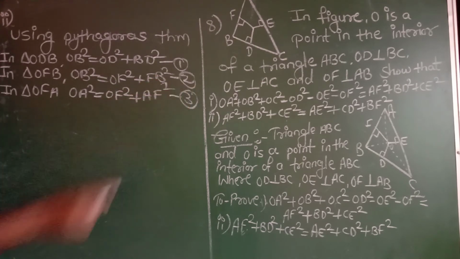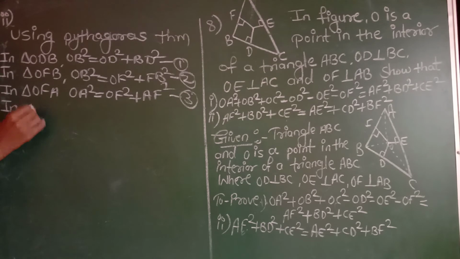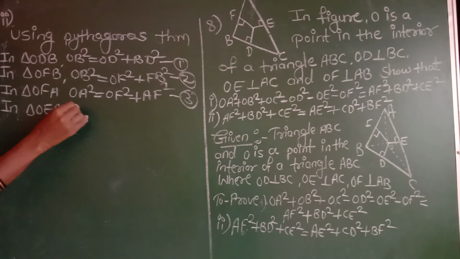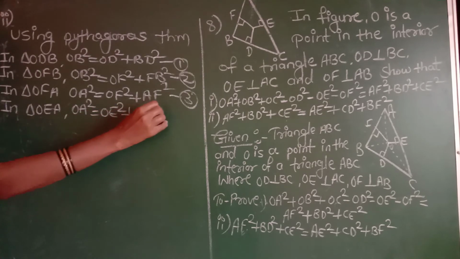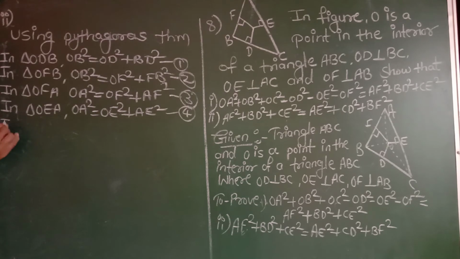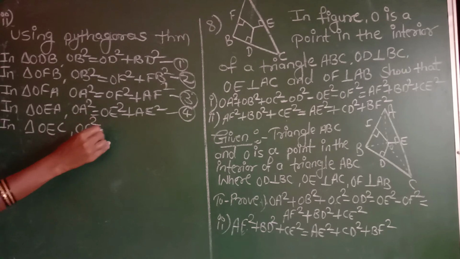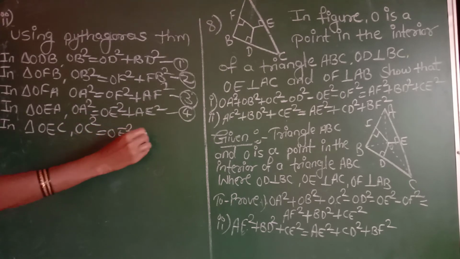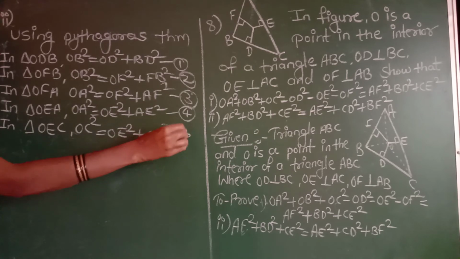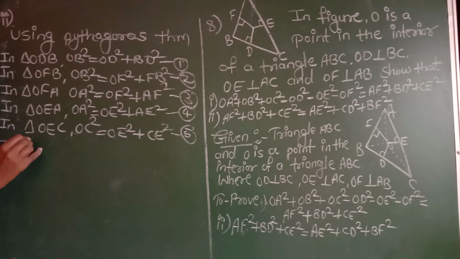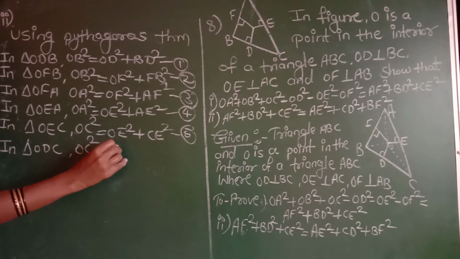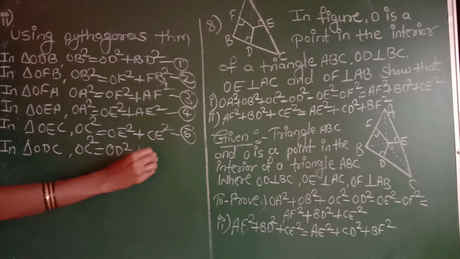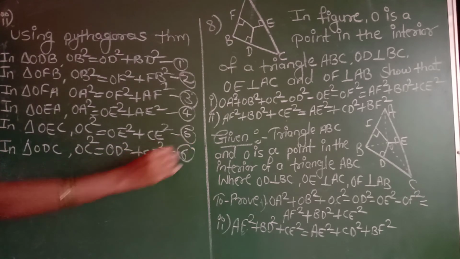This is the third one. Next, in triangle OEA, OA square is equal to OE square plus AE square. This is the fourth one. Next, in triangle OEC, OC square is equal to OE square plus CE square. This is the fifth one. Last, in triangle ODC, OC square is equal to OD square plus CD square. This is the sixth one.